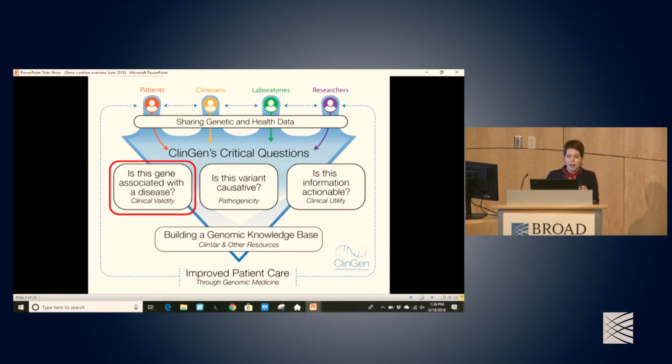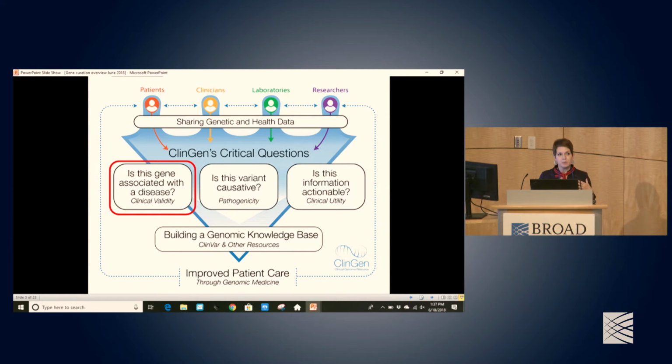I actually have the honor here today to be the first ClinGen speaker, so I get to tell you what that is in case you don't already know. The Clinical Genome Resource, or ClinGen, is an NIH-funded initiative dedicated to identifying clinically relevant genes and variants for use in precision medicine and research. And the way that we do this is that we encourage the sharing of genetic and health data from patients, clinicians, labs, and researchers. We encourage people to share that through publicly available resources such as ClinVar.